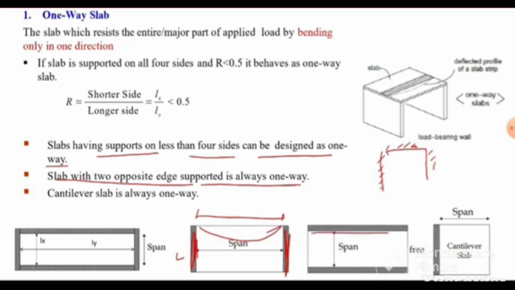Similarly, if it is supported on the longer side, then this side will be considered as the span of the slab. A cantilever slab is also always considered a one-way slab. So it will always bend in one direction. A cantilever beam or cantilever slab will only bend in one direction. There will be no bending in the second direction.